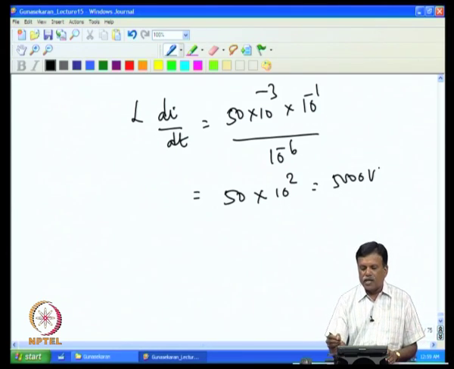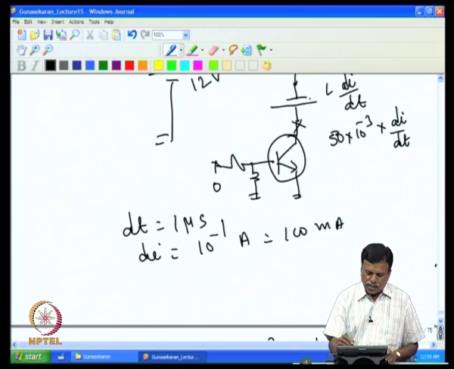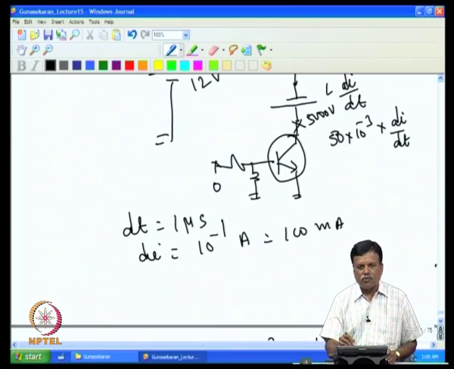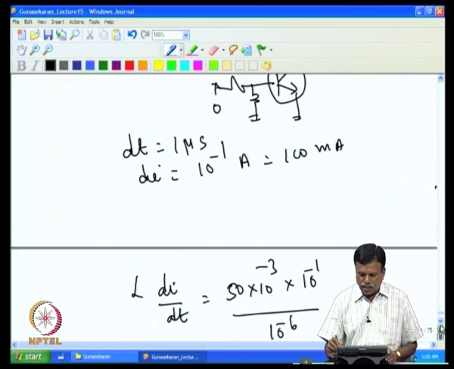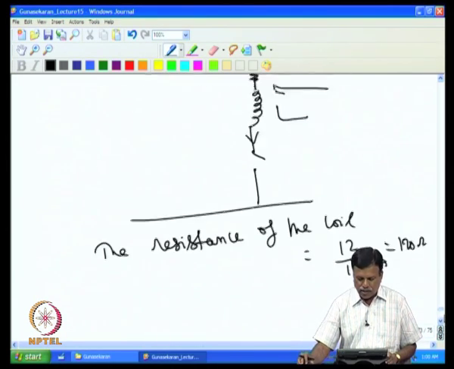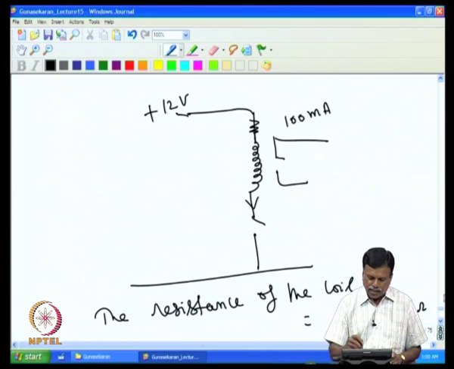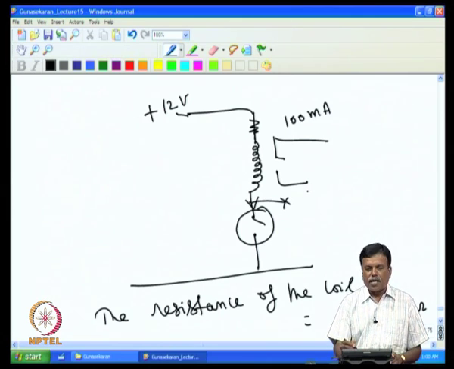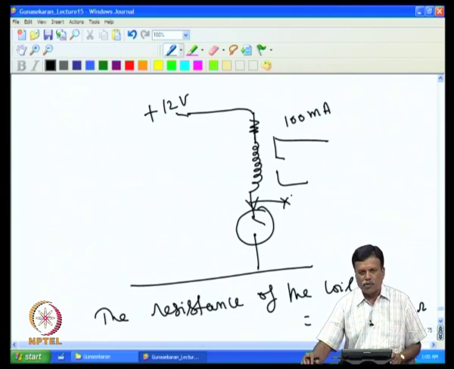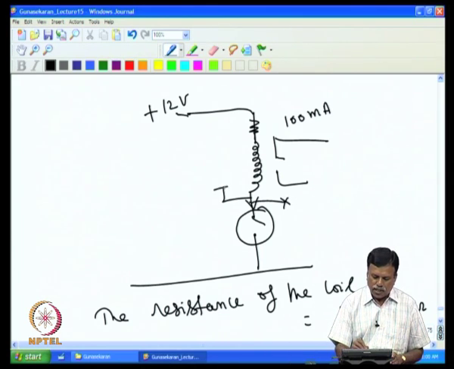When you try to switch off the inductor abruptly, you get this induced voltage going up to 5000 volt. And such high voltage this transistor cannot withstand, because the VCE breakdown voltage will be only a few hundred volt that we would have selected, and 5000 volt destroys this transistor. That means if I am switching the device like this with the transistor with the inductor with this switch, then you get a very huge voltage at this point, and that will make the device go bad. So, if I want to protect, then I have to use a diode here to protect this.